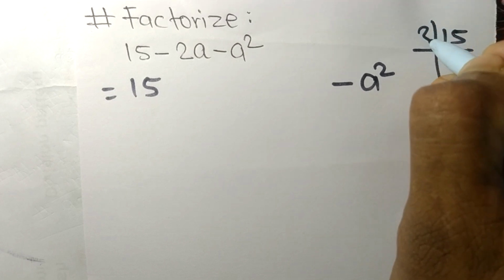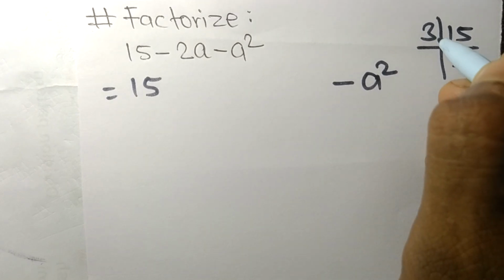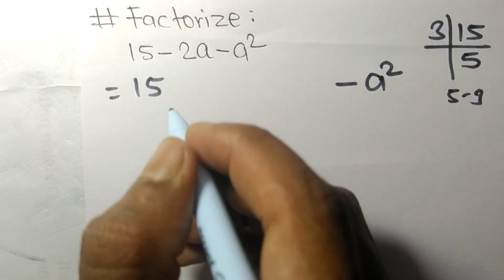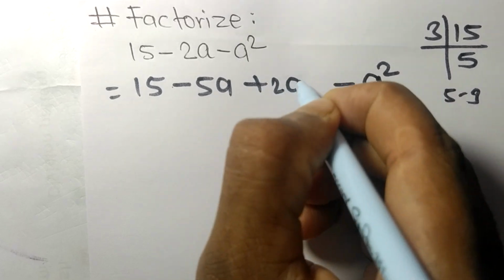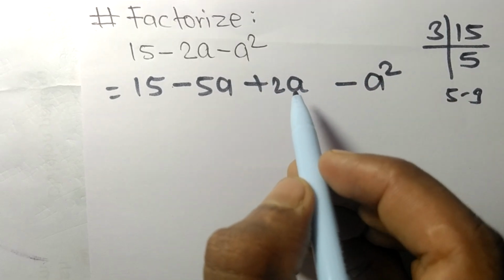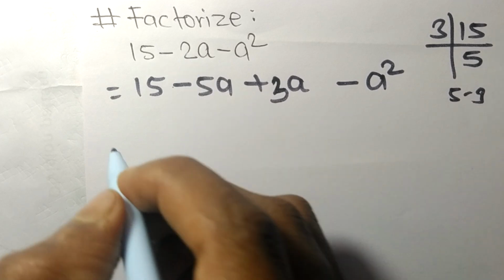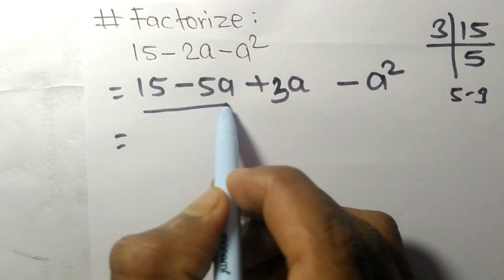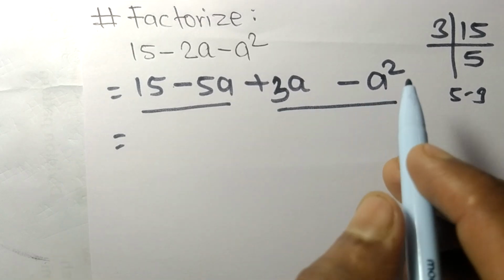So it is 3 times 5 means 15 and 5 minus 3 means it is 2. So it is minus 5a plus 2a. So minus 3a, it means it is 2a. So now we find out common in these both first expression and these both last expression.